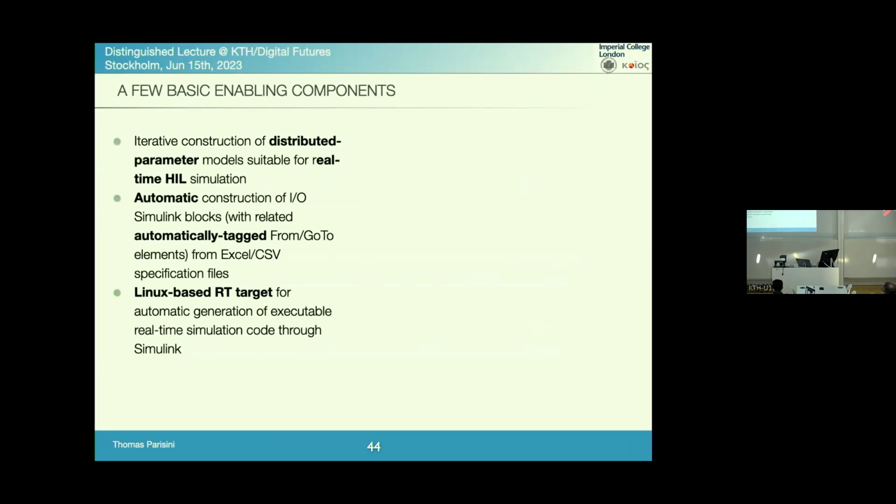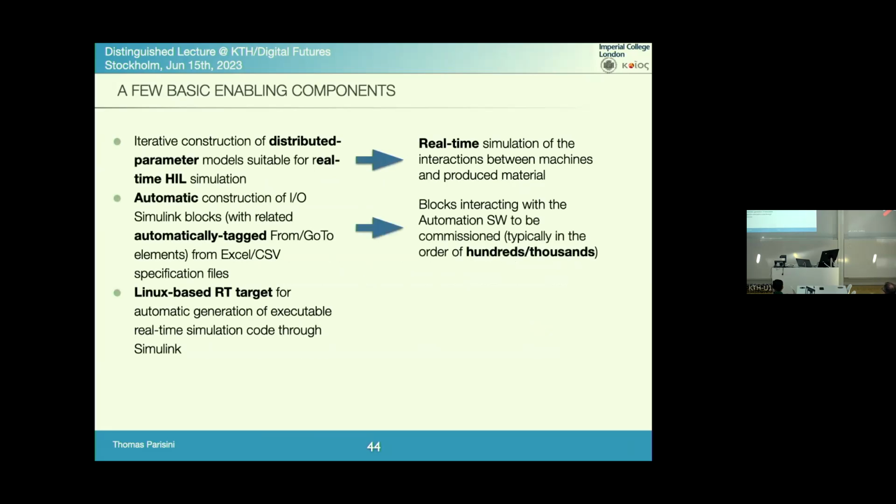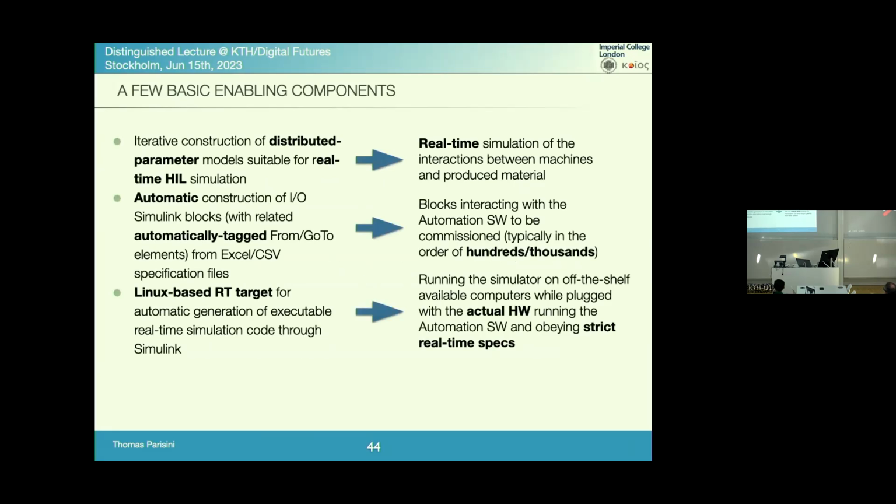So in our case, what we have done is something like this. We have basically 3 main elements here. The first one is that we constructed a procedure to develop PDE models that are amenable to being implemented in real time. So that is basically using real-time approximations that are good enough, but solving the compromise with the real-time execution of that.